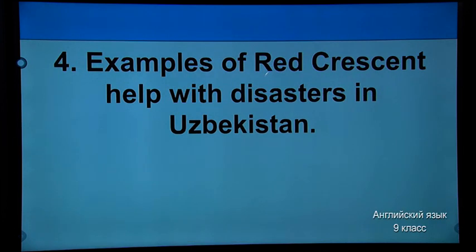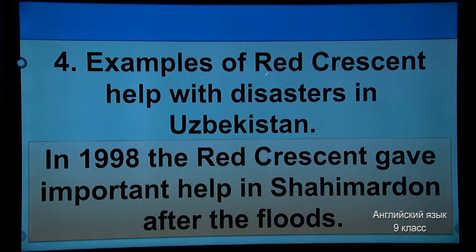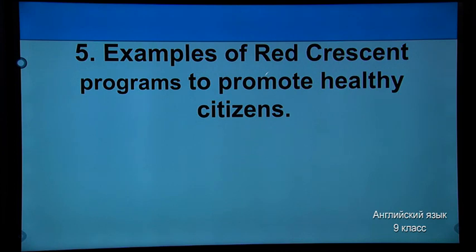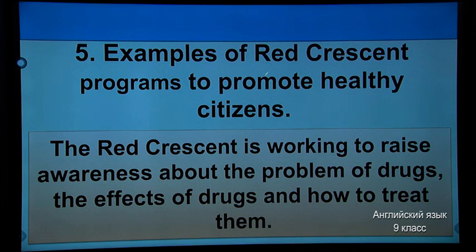The fourth question: examples of Red Crescent help with disasters in Uzbekistan. In 1998, the Red Crescent gave important help in Shahrimardan after the floods. Fifth question: examples of Red Crescent programs to promote healthy citizens. The Red Crescent is working to raise awareness about the problem of drugs, the effects of drugs, and how to treat them.